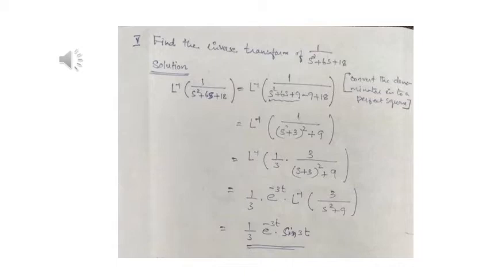Okay, so this 1/3 is a constant, so taking it outside, we get L inverse of 3/(s+3) the whole square plus 9. If there had been s instead of s+3, we could write sin 3t. But substituting s plus a or s minus a in the place of s is which property? The first shifting property. Here we need its inverse, that is, the first shifting property in the inverse Laplace transform. So 3/(s+3) the whole square plus 9 gives e raised to minus 3t into L inverse of 3/(s² plus 9).